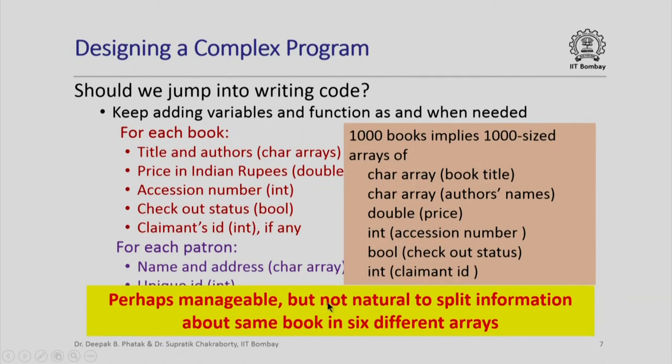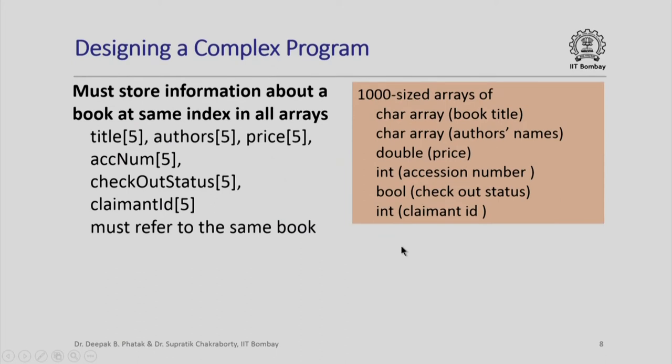But you would certainly agree that it is not natural to split information about the same book in 6 different arrays. And let us see what kind of a situation might arise if I did indeed store information about the same book in 6 different arrays. Now, since the information about the same book is stored in the array title and also in the array price and also in the array accession number, how will I find out, for the book whose title is stored in the array book title at a particular index, the price of that book? How will I find out the accession number of that book?